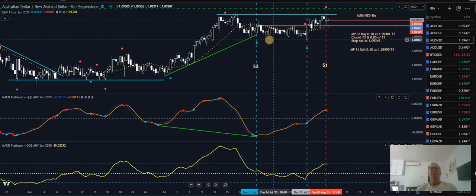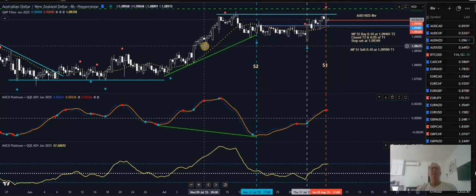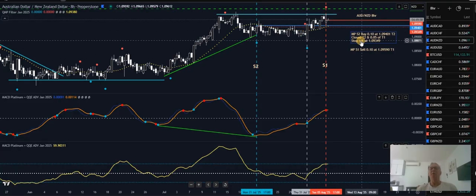So for example, this is the Aussie New Zealand. I'm in a buy here. This was taken on hidden bullish divergence, MP. There's 2 trades taken. I've already closed out one. You can read my notes there. And stop in place, so I can't lose on the buy sequence.